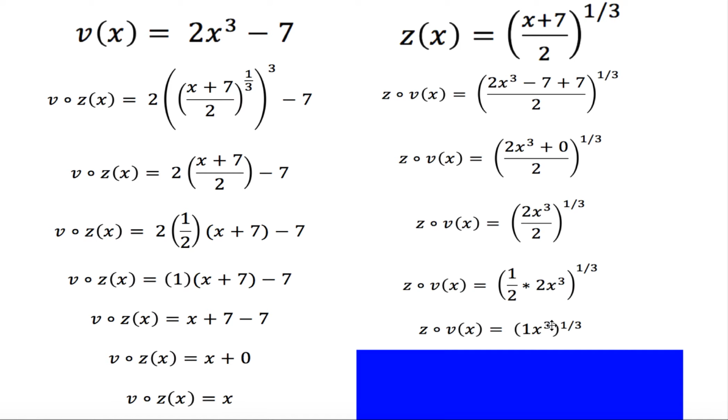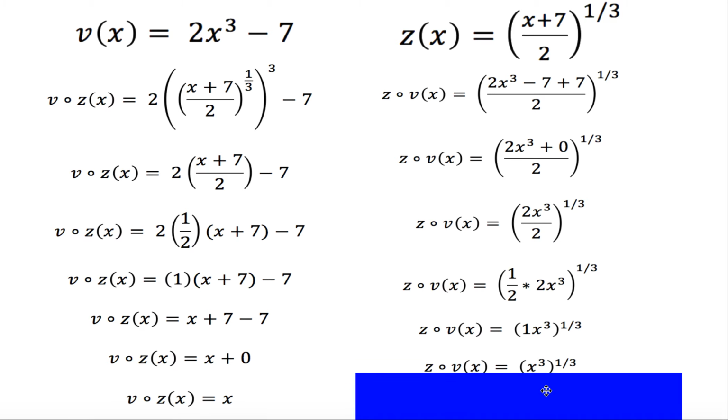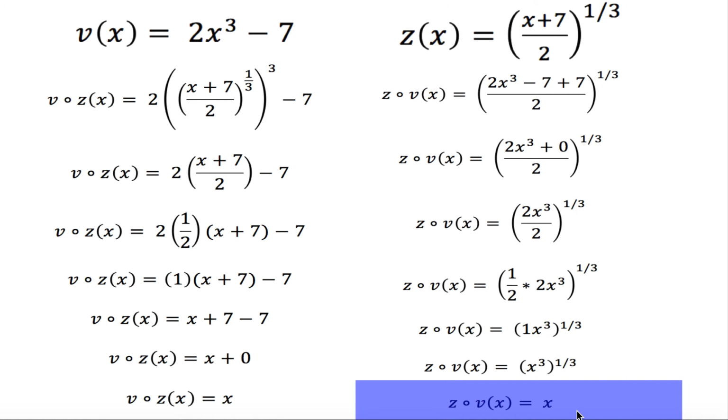1/2 times 2 is 1, and so now we can have this equivalent function. 1 times x to the third, this is our identity. We know when multiplying by the identity, we're not going to change our outcome. And so we could rewrite this as x to the third to the 1/3. Well, nicely enough here, we know that this is cubing a number. This is taking the cube root, which are opposites or inverses of each other. And so we know our z of v of x is actually equal to x.